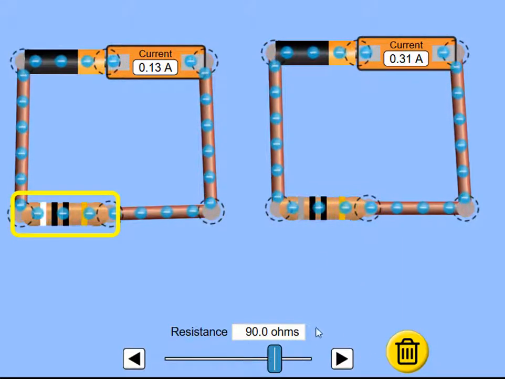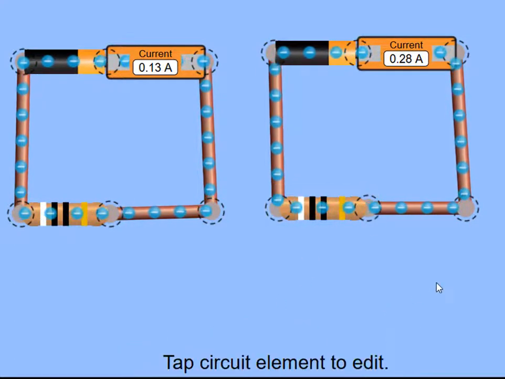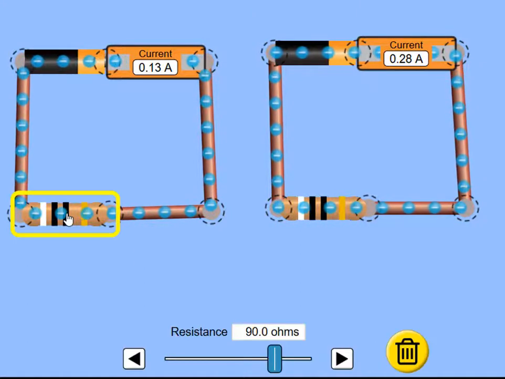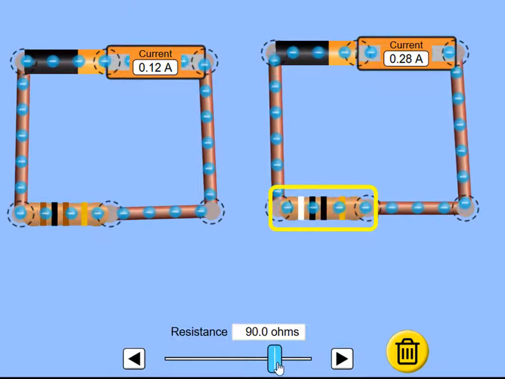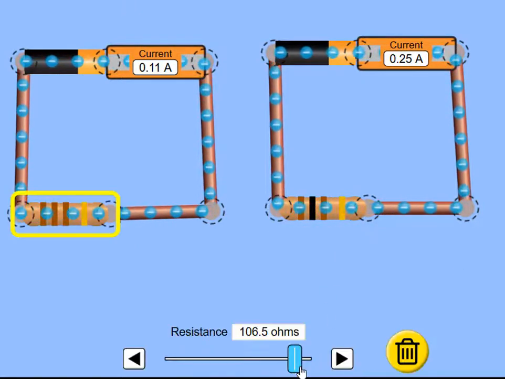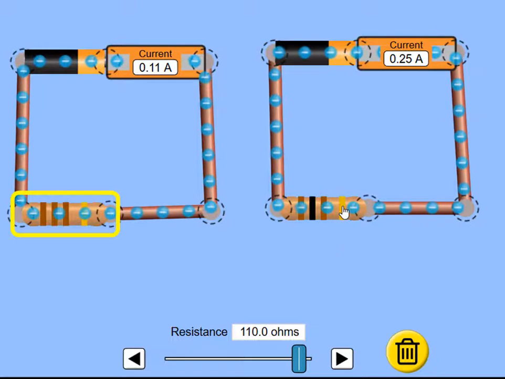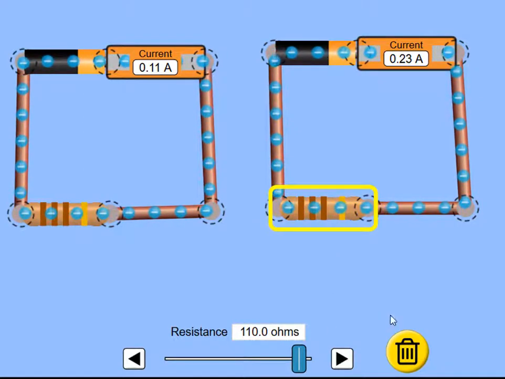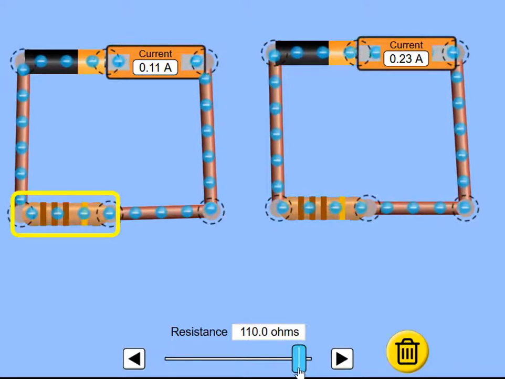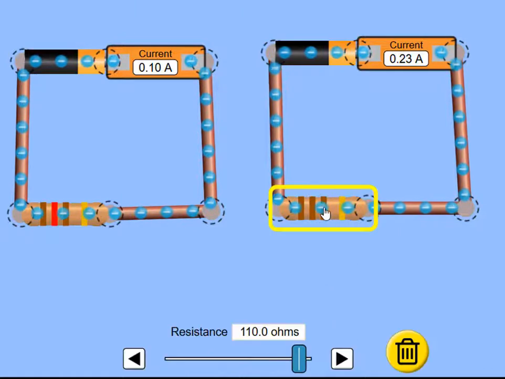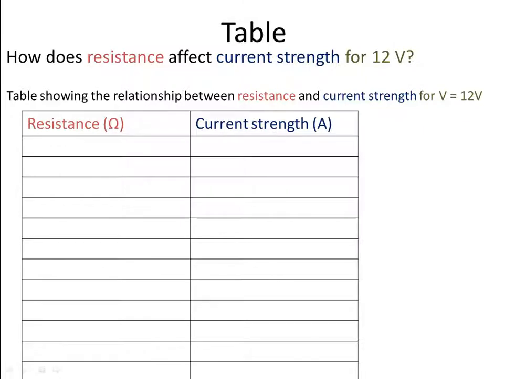90 ohms, 0.13 amps for the first circuit, 90 ohms for the second circuit, 0.28 amps. 100 ohms, 0.12 amps for the first, and for the second circuit, 0.25 amps. 110 ohms, first circuit 0.11 amps, second circuit 110 ohms, 0.23 amps. Our last reading, 120 ohms, 0.10 amps, and 0.21 amps. So we need to put all that data into our tables.